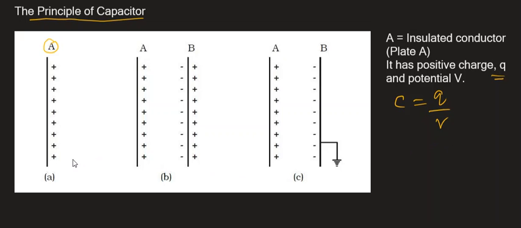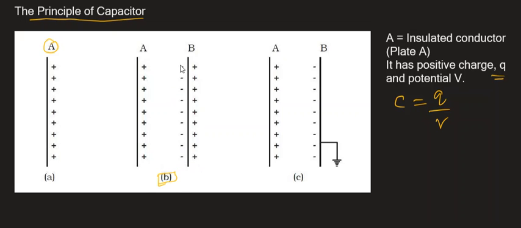Now what we do is, in case B, another plate, an insulated metal plate, is brought nearer to plate A. Then the same amount of positive charges are induced on the other side of plate B. So on the inner side, negative charges are created, and on the other side of this plate, positive charges are induced.